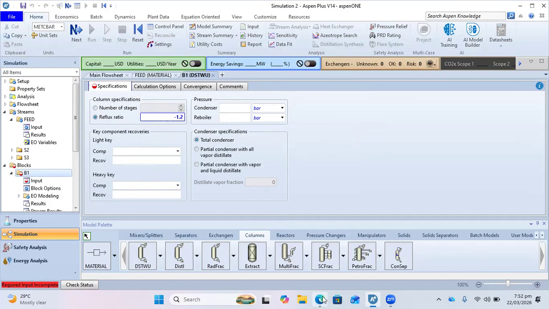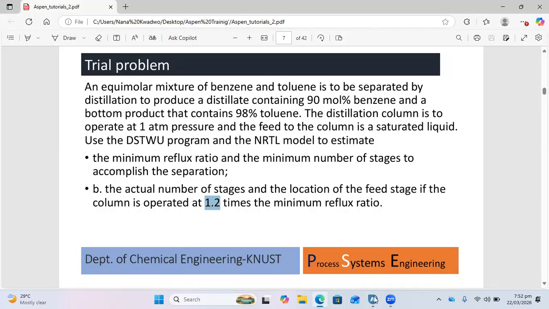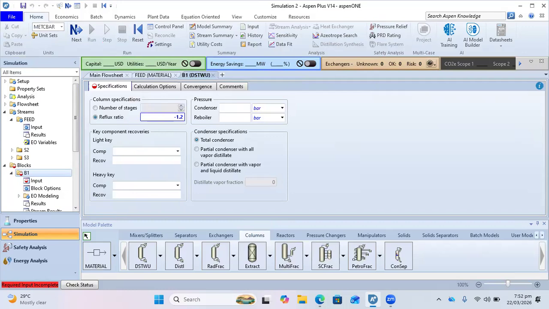And then for the pressure, the system was at 1 atm. We are going to work with the assumption that we are not really having significant pressure drops. So we'll keep the condenser and the reboiler pressure at 1 atm.